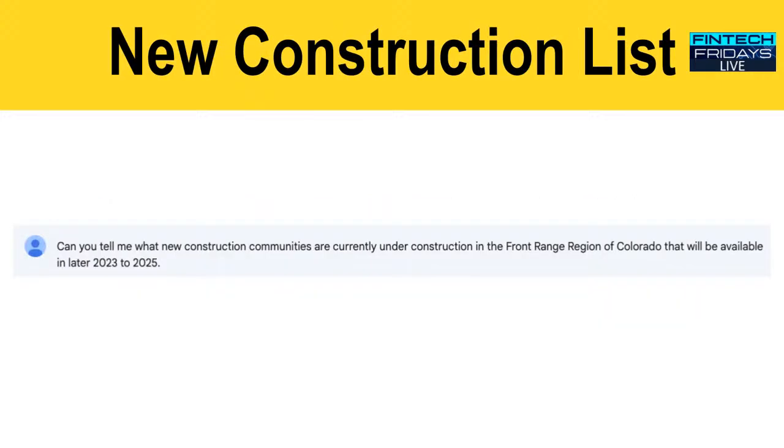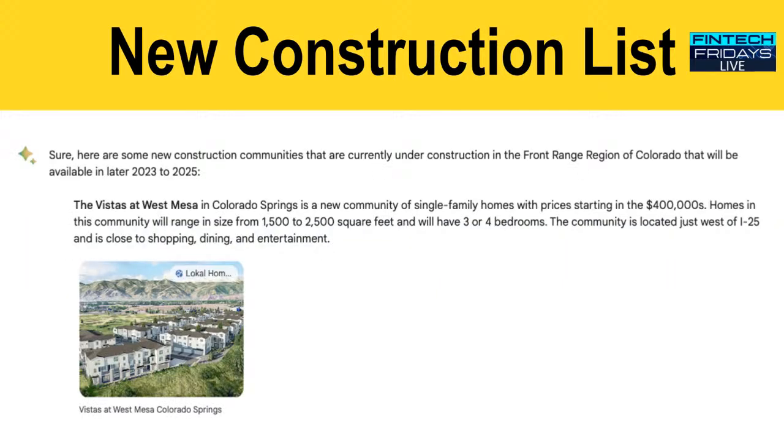So now I go back to Google Bard and I say, hey, can you tell me which new construction communities are currently under construction in the Front Range region of Colorado that will be available in later 2023 to 2025? And here's what it gave me. Now look at the wording on this. I'm going to copy and paste this, and I'm going to put this in either a document or my follow-up email for the long-term nurture.